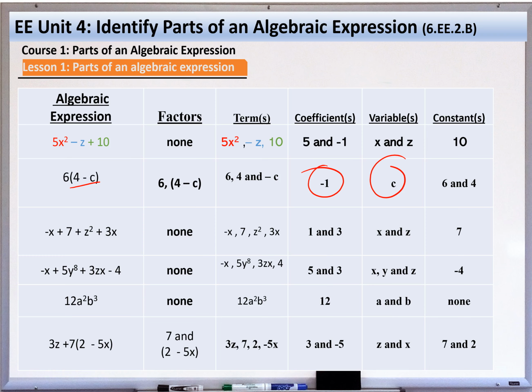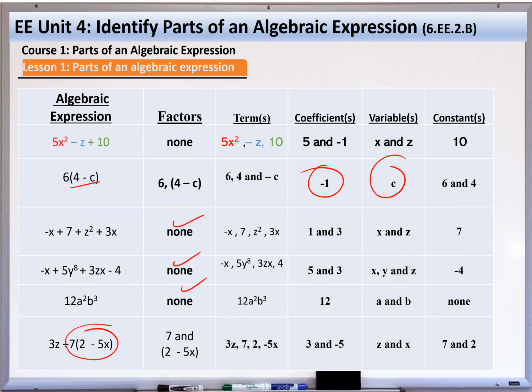So one of the keys I want you to know from this section of the videos is that there are no factors here, but there are factors here. 7 times the quantity of 2 minus 5x. And go ahead and check the rest of your answers against these.